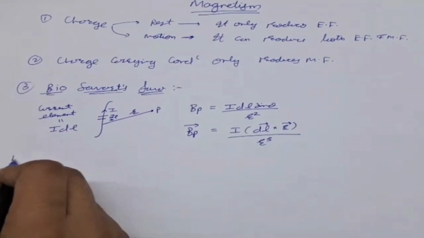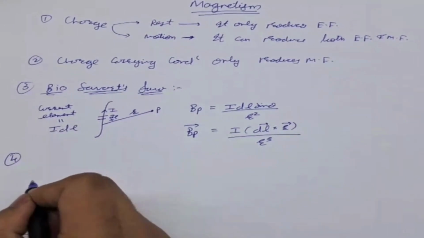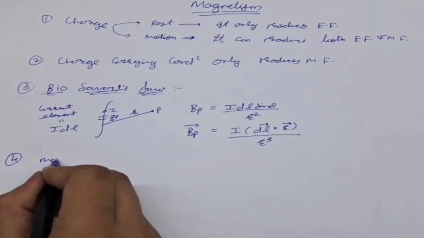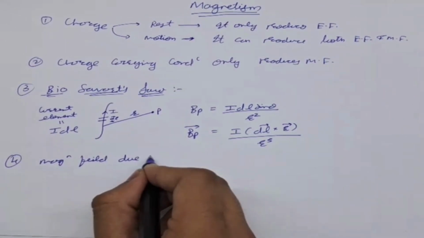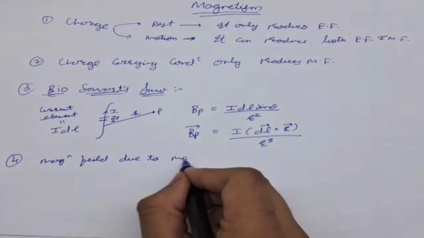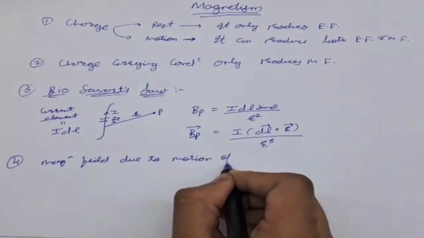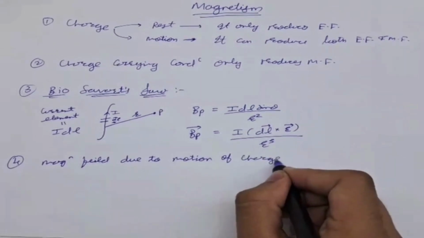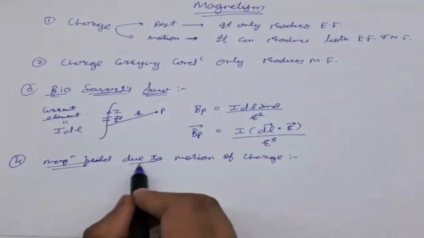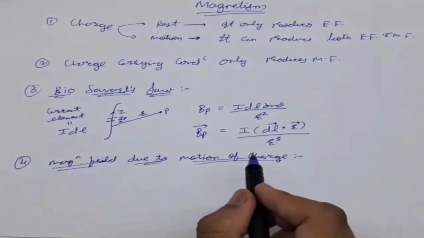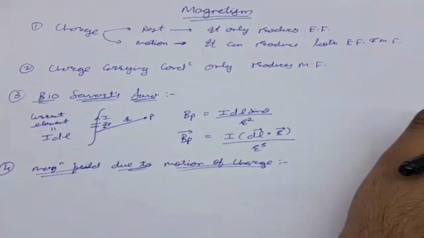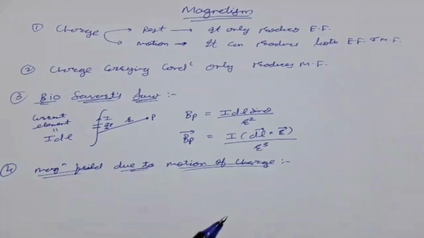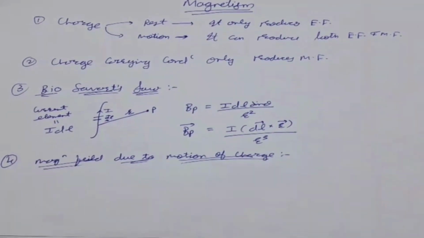The fourth point which is to be discussed today is the magnetic field due to the motion of charge. We must understand that, as discussed before, the motion of a charge can produce both electric and magnetic fields. But in today's scope, I am only going to discuss the magnetic field produced by a moving charge.